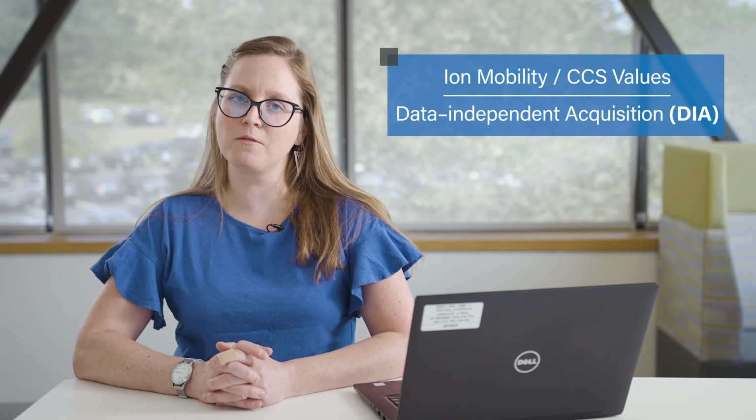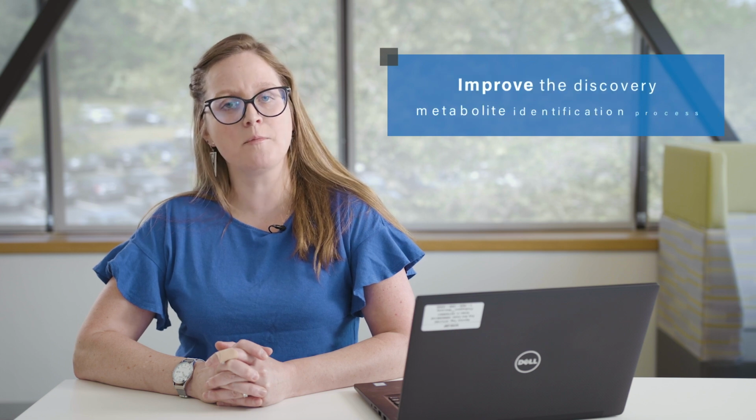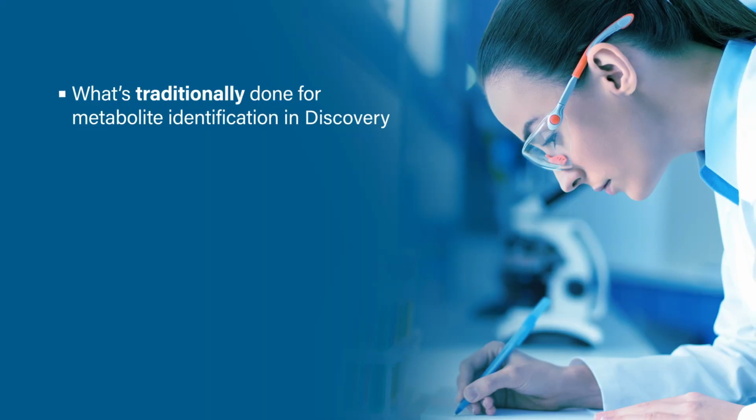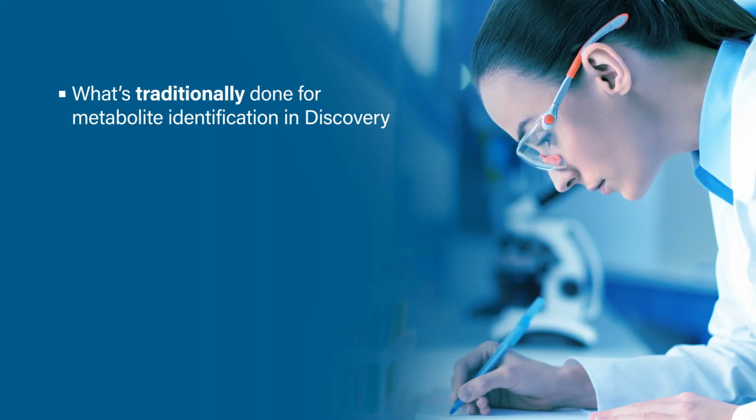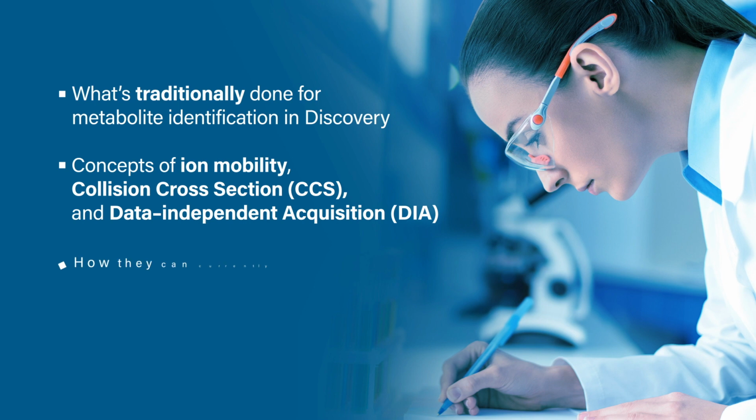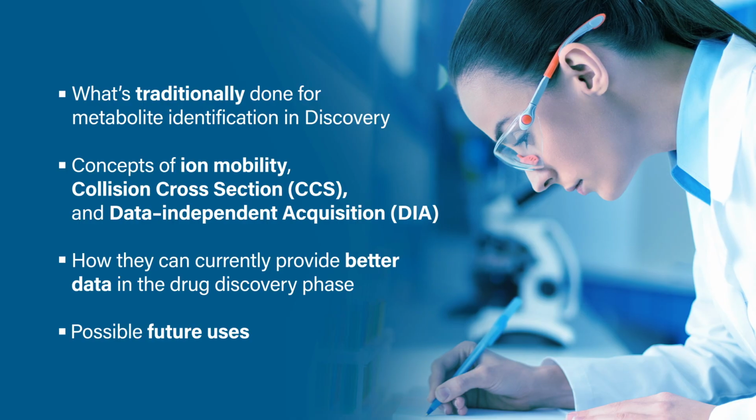In this segment, I'll discuss how ion mobility and collision cross-section, or CCS values, combined with data-independent acquisition, or DIA, can help improve the discovery metabolite identification process. These innovative technologies can help make faster and better decisions in the design, make, test, analyze cycle for drug design and medicinal chemists. I'll go over what is traditionally done for metabolite ID in discovery, review the concepts of ion mobility, collision cross-section, and DIA, and see how they can currently provide better data in the drug discovery phase and what future uses there might be.